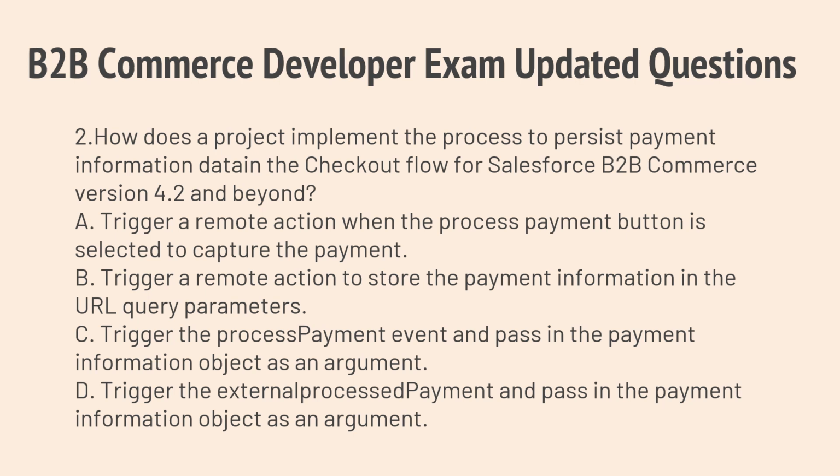B. Trigger a remote action to store the payment information in the URL query parameters. C. Trigger the process payment event and pass in the payment information object as an argument. D. Trigger the external processed payment and pass in the payment information object as an argument.